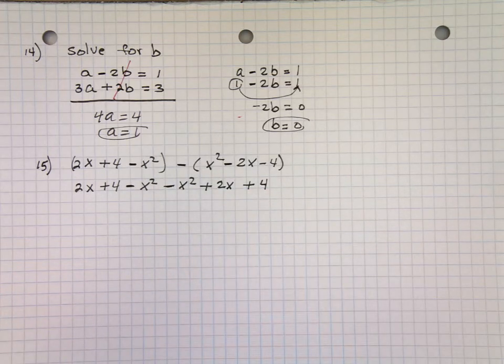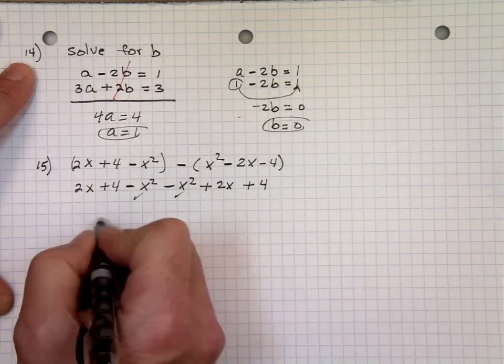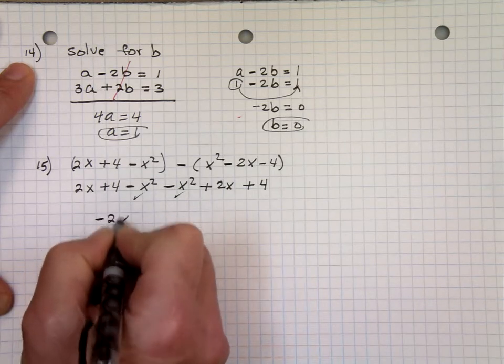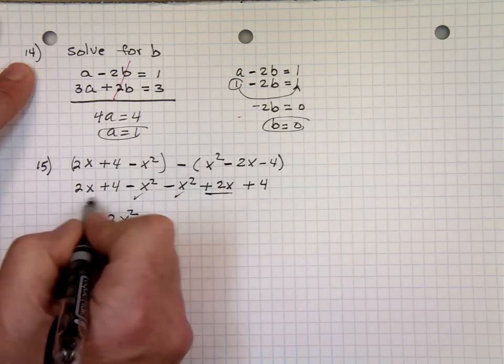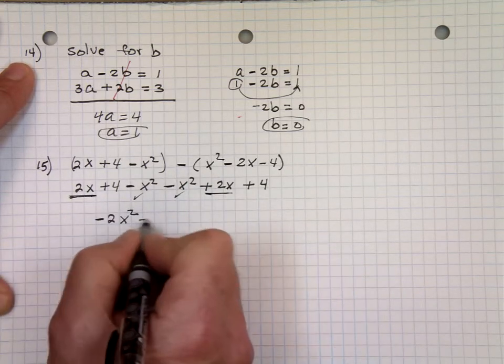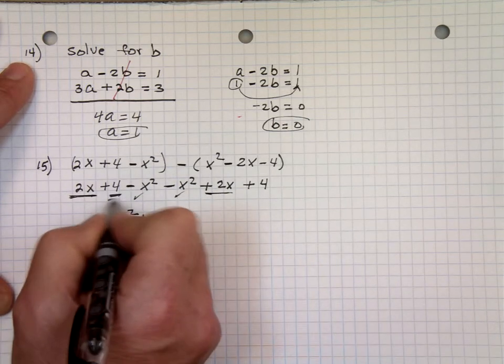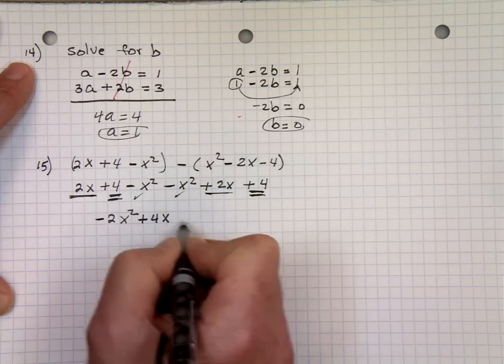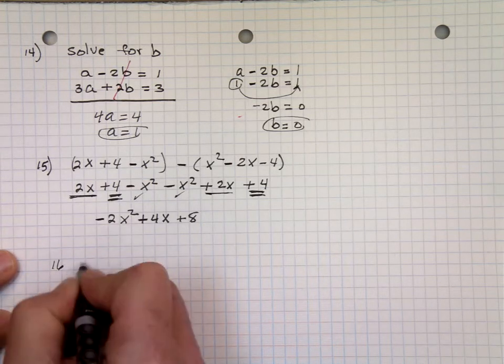Can we collect like terms? These two. That will make it what? Negative 2x squared. Let's look at the x's, right here and right here. What's 2x and 2x? 4x. And what about this one with this? Plus 8. Simplify.